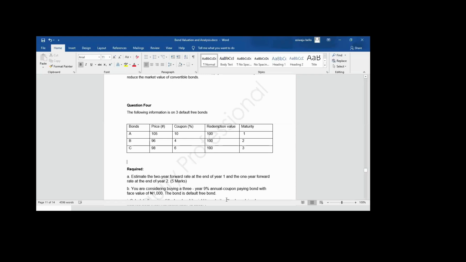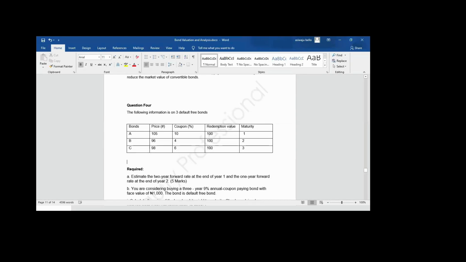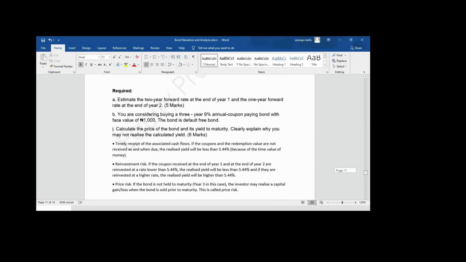The B part says you are considering, let me move this up a bit. Oh, I don't like this. Okay, let me also expand this. Just 1 minute, please. Okay.